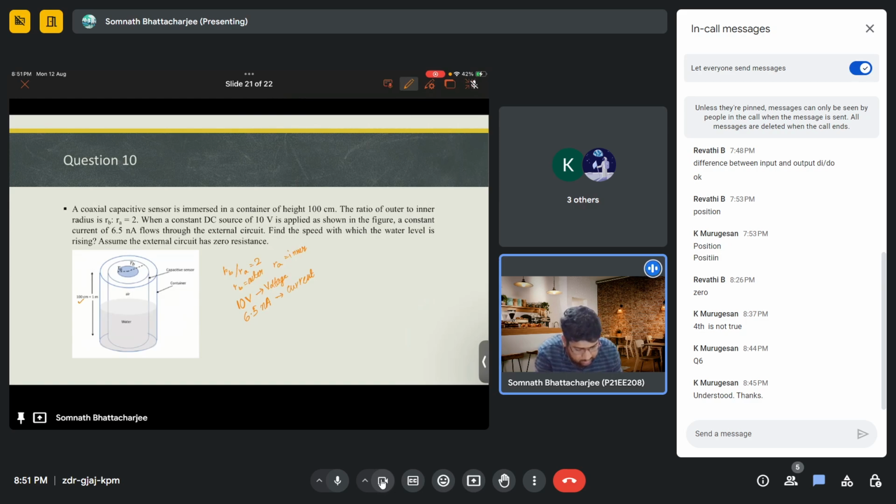Here you can see this is the water level, right? So we need to know what is the speed of the water level rising, and there are no losses with the interfacing circuit with the sensor itself. It's already given here. External circuit has zero resistance, so there are no external losses.